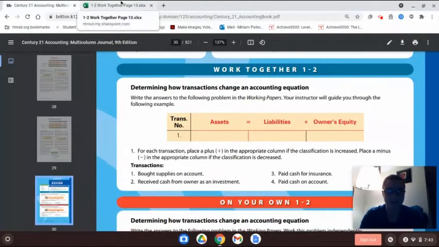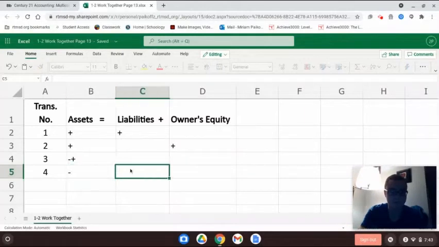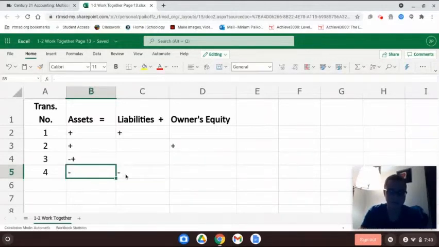And finally, the last transaction, transaction number 4 reads, paid cash on account. So when we pay cash again, our cash account is getting decreased. So we're going to put a minus here because cash is an asset. And since we paid it on account, that means our liabilities also get decreased because, again, if you notice, we are on opposite sides of the accounting equation. So whatever we do on one side of the accounting equation, we have to do on the other. Otherwise, our accounting equation will not be in balance. So that is transaction number 4, and it brings us to the end of the 1-2 work together.